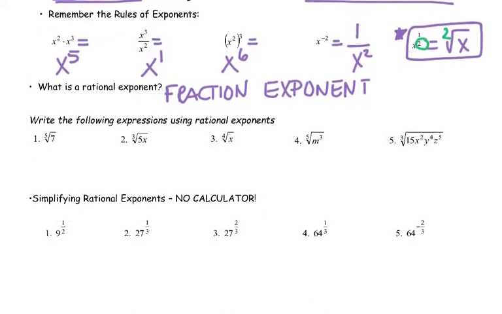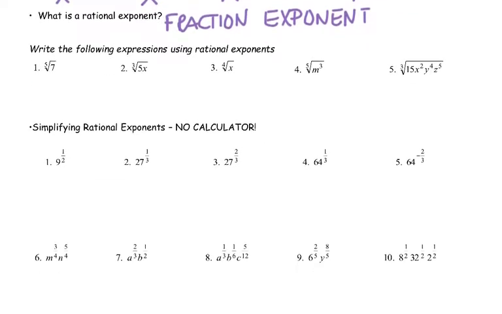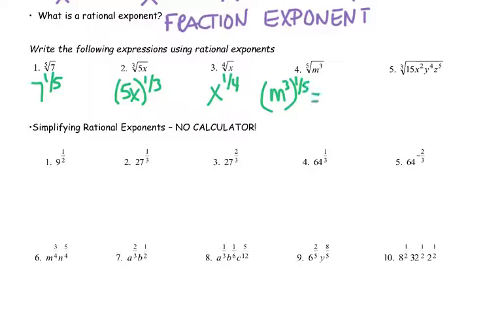So if I have the 5th root of 7, this is the same thing as 7 to the 1/5 power. If I have the cube root of 5x, it's 5x to the 1/3 power. X to the 1/4 power. What if there's a power inside the radical? Like what about number 4? This is m cubed to the 1/5 power, which we're going to write as m to the 3/5 power.